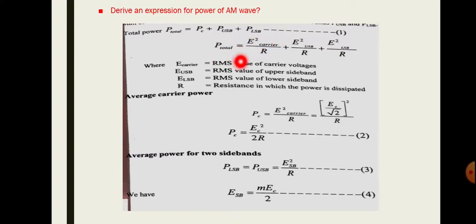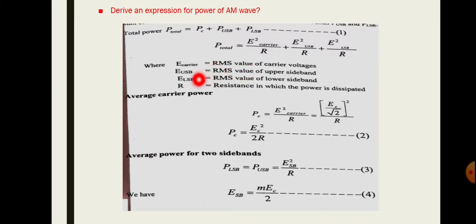So P total will be equal to, we know that power has the equation either voltage into current, or voltage square divided by resistance, or current square into resistance. That is the equation for the power. Here we are using the equation voltage square divided by resistance. So we can write the total power as P total equal to E square carrier divided by R plus E square USB by R plus E square LSB by R.